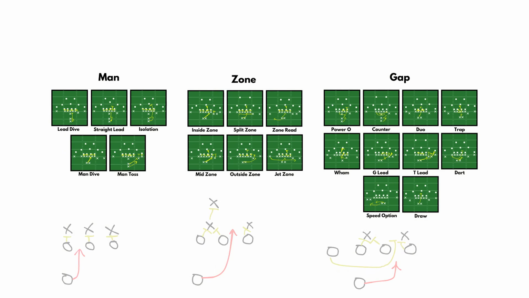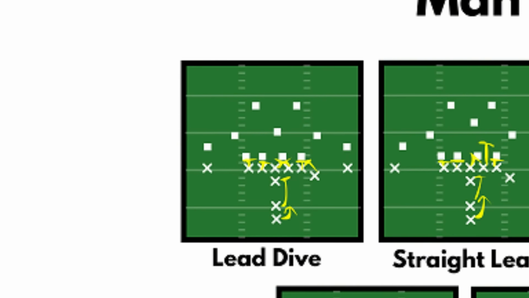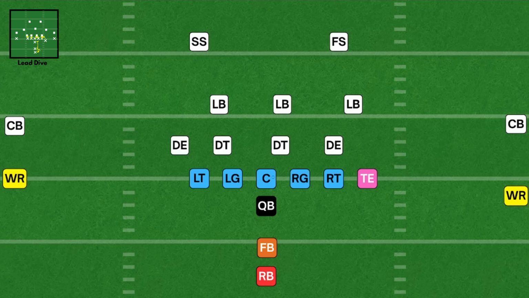Let's start with the most simple runs. Man concepts. Lead dive. Lead dive is a quick-hitting downhill run where the running back follows a lead blocker straight through the A or B gap. It's a man concept, which means blockers are assigned specific defenders to block. You block your guy, I block mine.